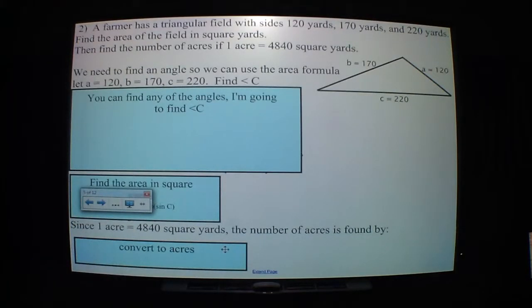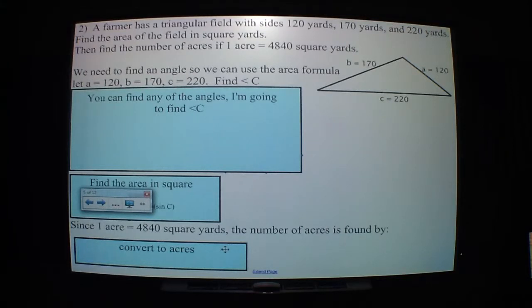A farmer has a triangular field. Sides are given as 170, 120, and 220. Find the area of the field in square yards. Then find the number of acres if 1 acre is 4,840 square yards. So we need to find any angle. The best angle to find would be angle C. Okay? Find the largest. It'll make your life easier when you use law of cosines.